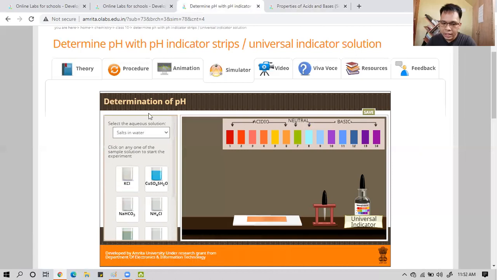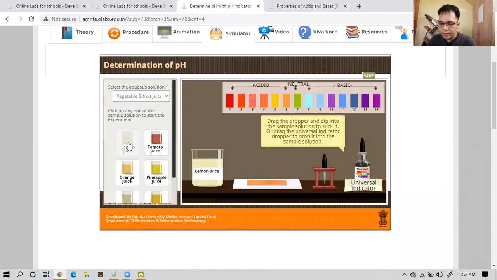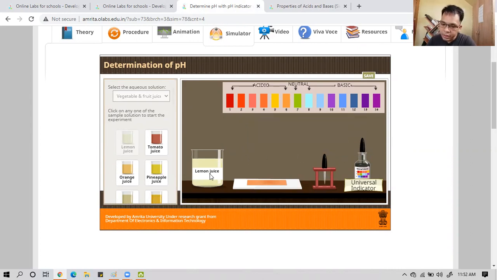Okay, now what I'll do here, guys, is only the first one. What you do is just select a sample and it will load. Then you can dip the universal indicator here and it will change color, and you look at its pH on this strip and compare to see what its pH is.